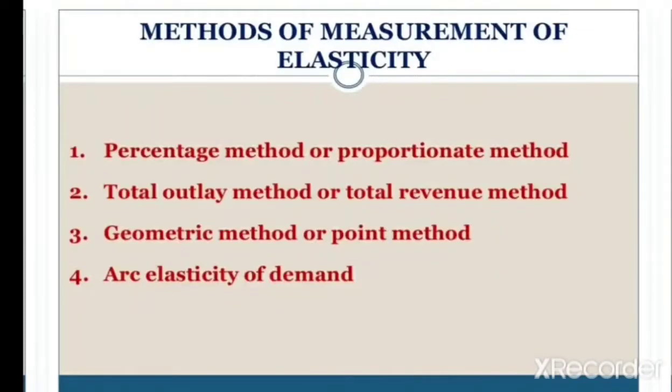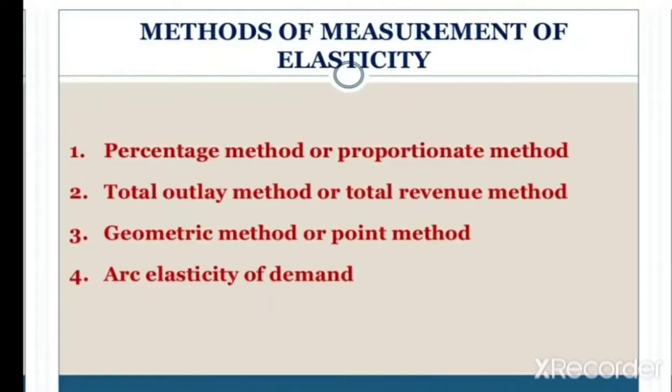So students, as I have already told you, there are 4 different methods under measurement. They are the percentage method or proportionate method. Second one is total outlay method or total revenue method. Third one is geometric method or point method. And fourth one is arc elasticity of demand. Okay, so these are the 4 types.